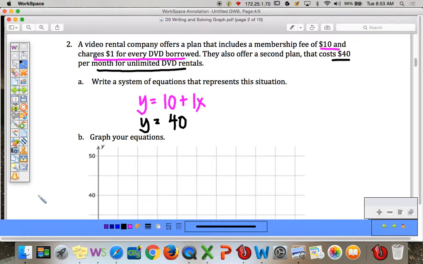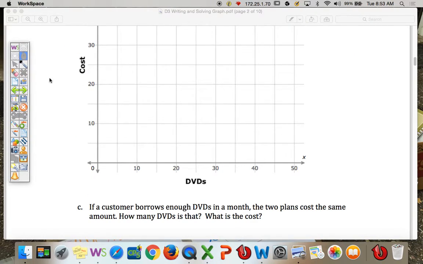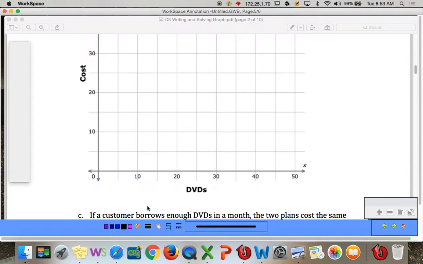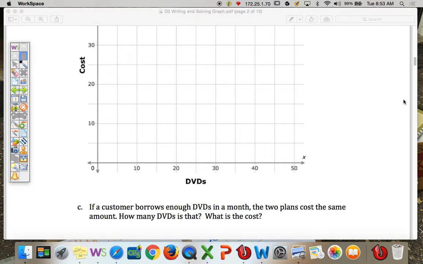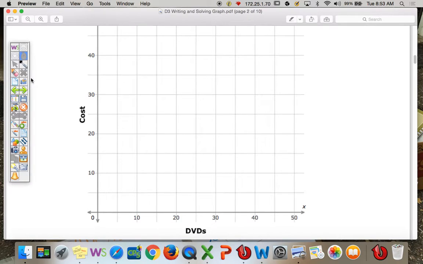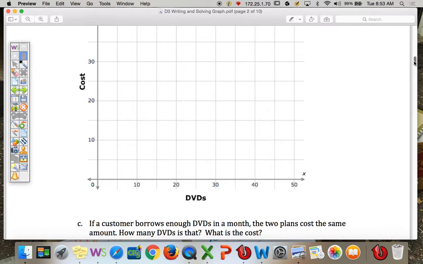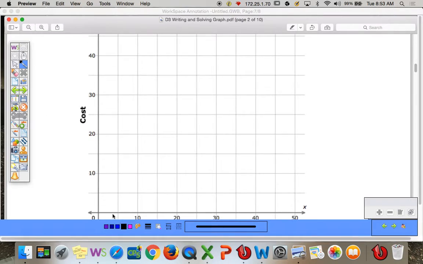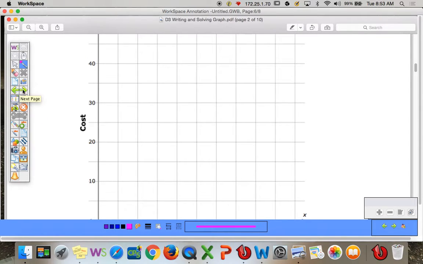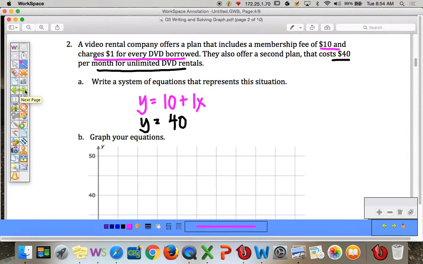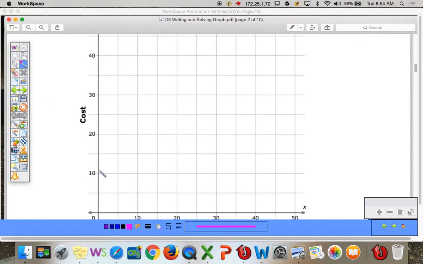Okay, so let's graph these two and see where they intersect. So the first one starts at $10. I'm going to need more room here. Okay, so DVDs is on the bottom, so remember that. Oh, I want to make it so I can see it a little bit better. Okay, here we go. So the first one, again, is starting at 10. It goes up 1 for every month. So start at 10. And for 5 DVDs, it goes up $5. For another 5, it goes up another 5, and so on.